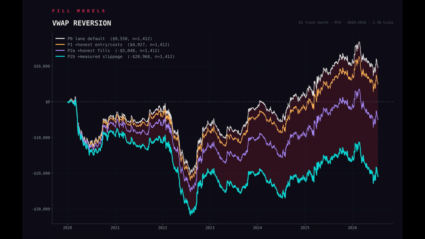So starting with the VWAP reversion, it was up 9,500 with the advantages turned on. Once I paid commission and entered a price that I could actually enter at, it was up only 4,900. Then with realistic fills, it actually flipped from green to red and was down 5 grand. And that's before a single cent of slippage. Its entire profit was fills that never happened and more. The root of the issue was 3 things, and every bar-based backtest has all 3.